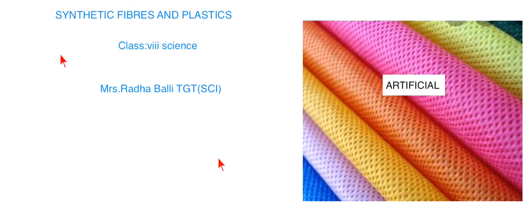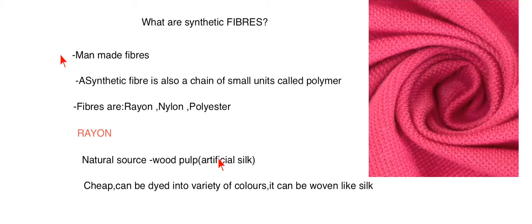Now, what are artificial fibers? Fibers which are man-made. Fibers which are obtained from nature are called natural fibers, which we directly take from nature, process into yarn, and make fabric out of. But synthetic fibers are man-made fibers. They are a kind of chemicals which are mixed and made in factories and then spun into fabric. So, a synthetic fiber looks like a chain of small units.